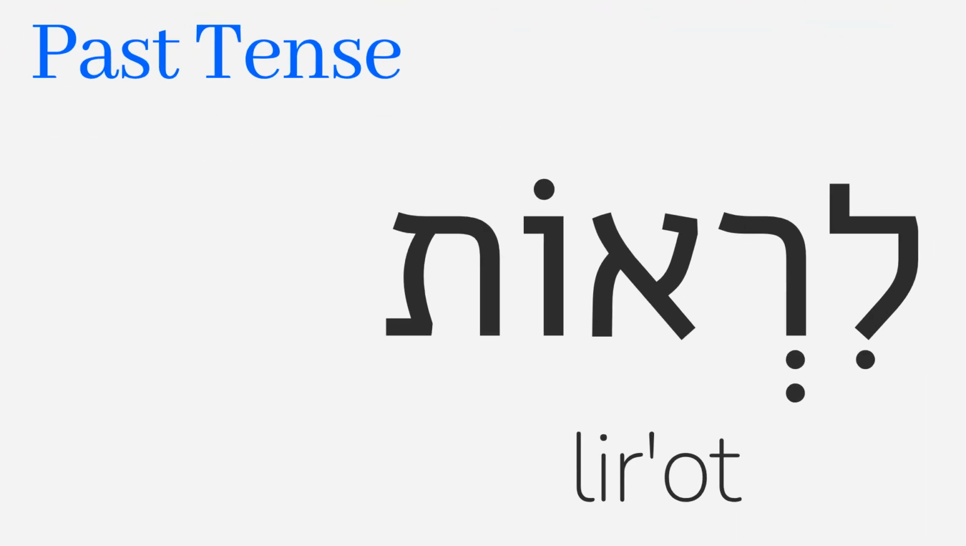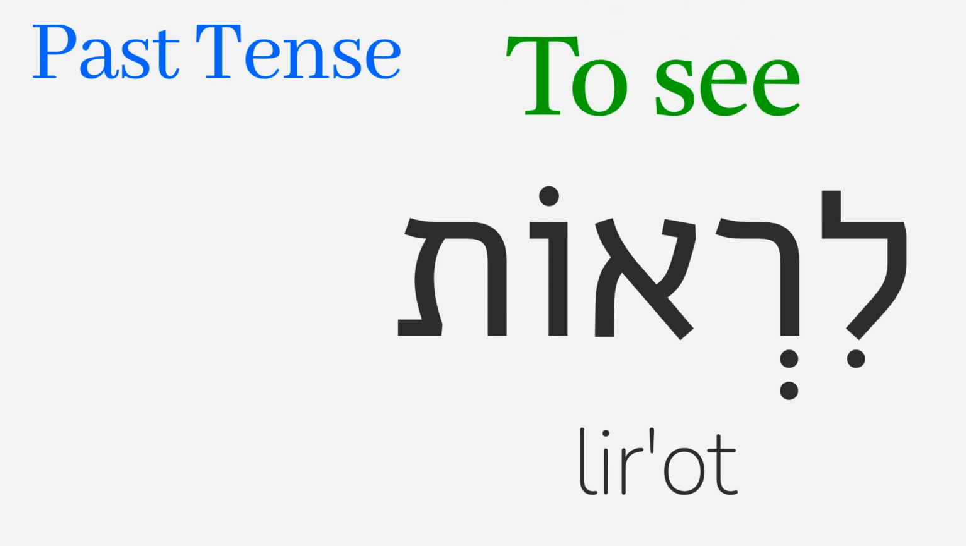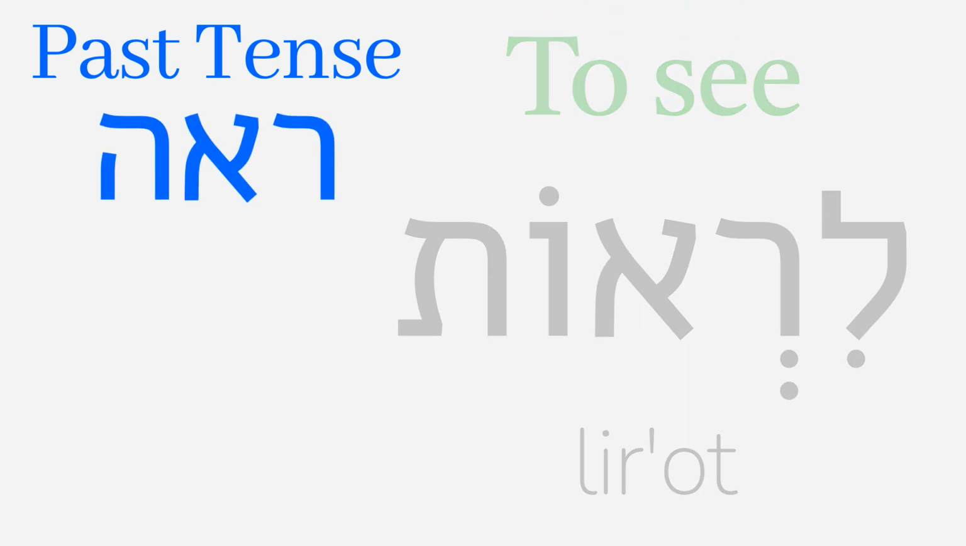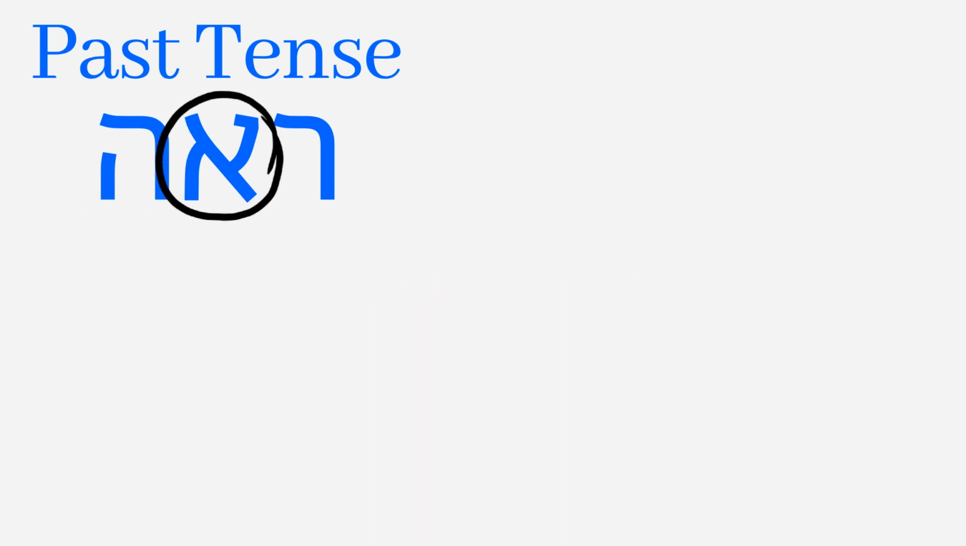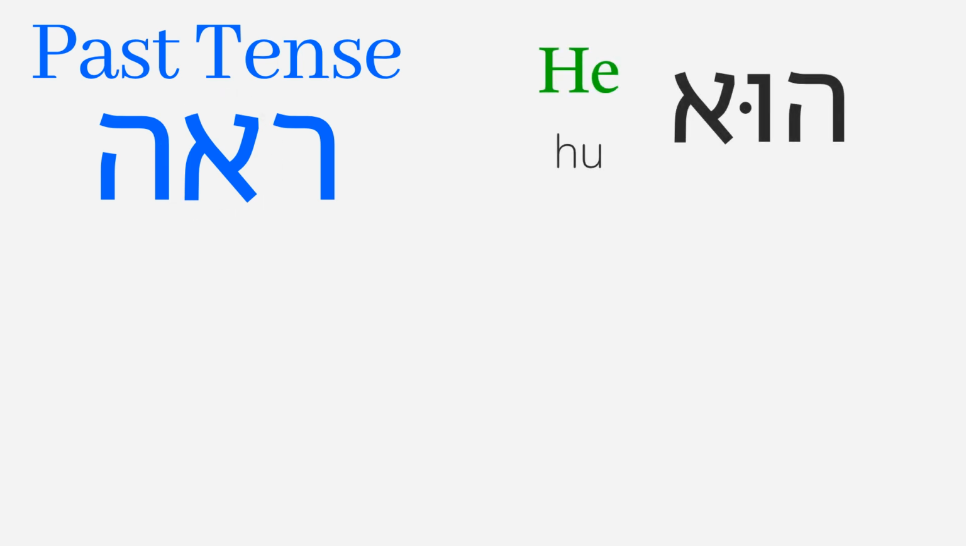Let's see all the past tense forms of lirot, to see, which is from the root resh aleph he. This root is what we call a doubly weak root, because it has two letters that can make verbs from this root irregular, the third letter he and the second letter aleph. A second letter aleph can only affect the he and hem and hein forms of the past tense, so for the hu form, we only have to worry about that third letter he.